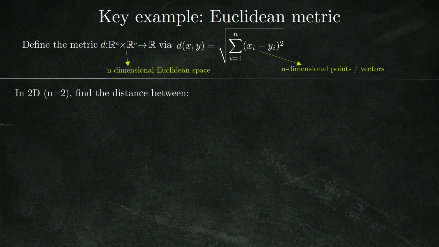Okay, so in 2D, so we're going to just say n equals 2 there. Find the distance between -2, 5 and 1, 1. I'll give you 10 seconds for you to have a think about this, and then I'll put the answer up.